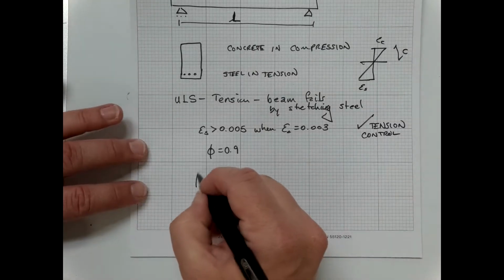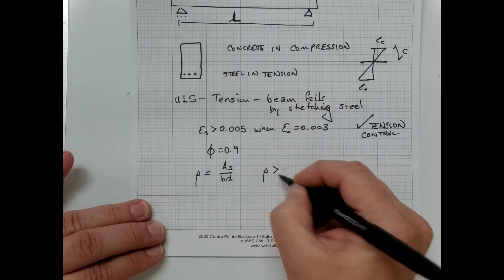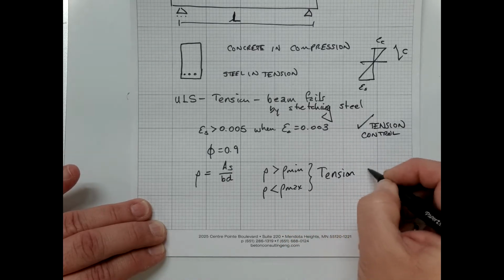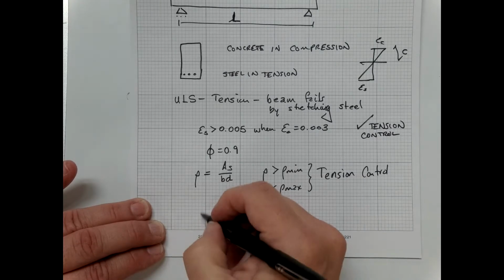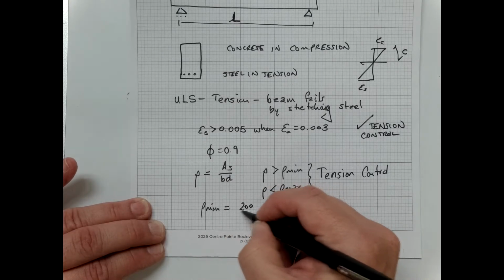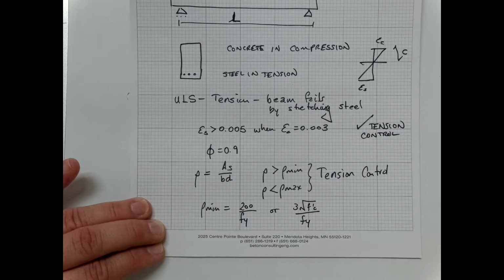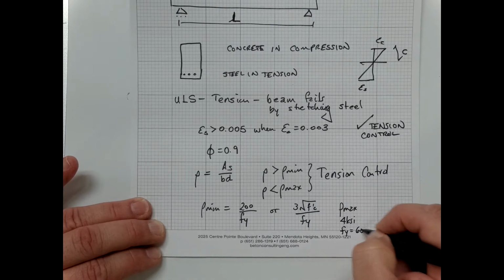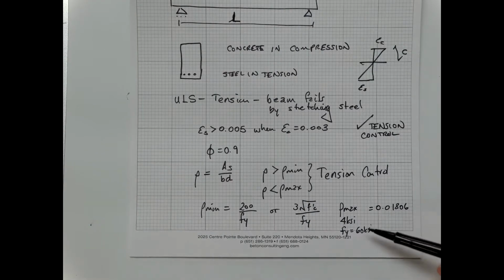We defined the term rho, the reinforcement ratio, which is A_s over b d. And so long as rho is greater than rho min, and rho is less than rho max, then we are in tension control. Our rho min is equal to either 200 divided by f_y, or 3 times the square root of the compressive strength over f_y, whichever is larger. And our rho max, for 4 kips per square inch concrete and f_y equal to 60 kips per square inch, is 0.01806.